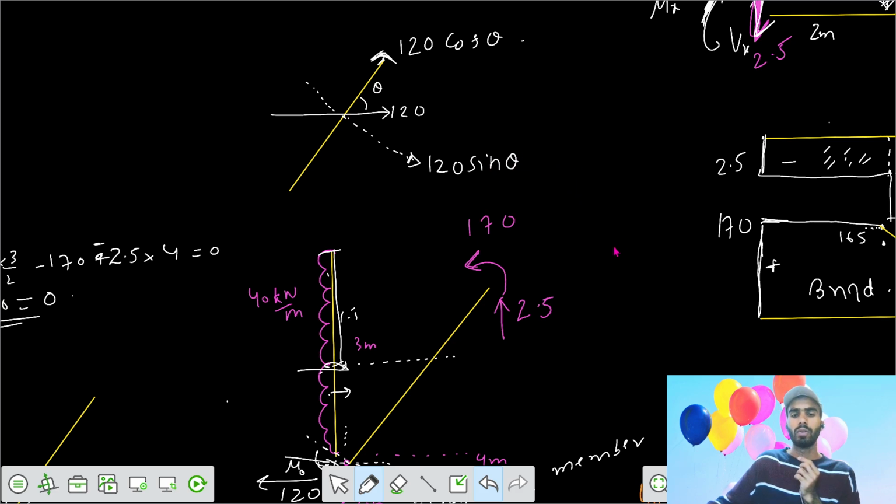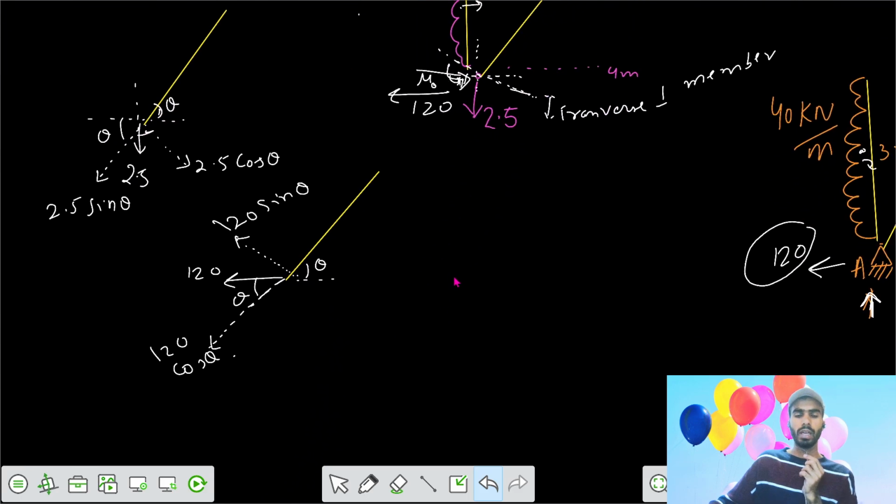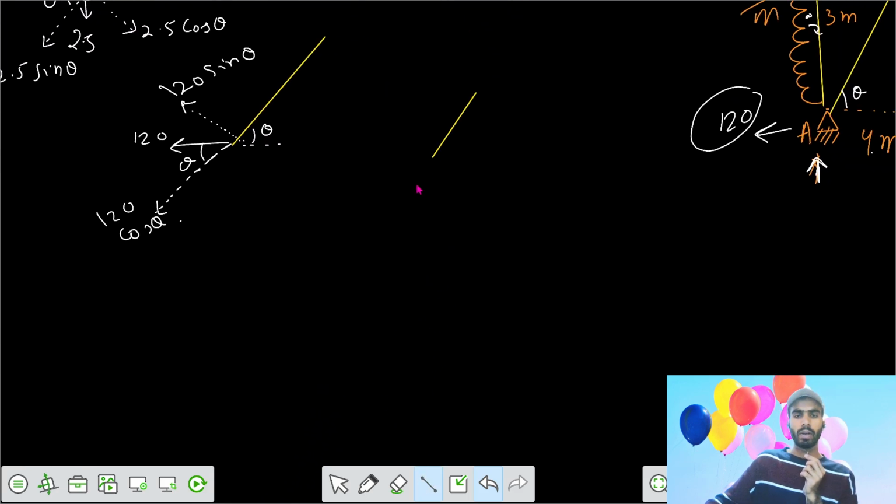Now we have the values of sine theta and cos theta. Sine theta equals perpendicular 3 meter by hypotenuse, that is square root of 3 square plus 4 square, that is 0.6, and cos theta equals 4 by 5, that is 0.8. After you add the results of those three, you would get the final resultant values.